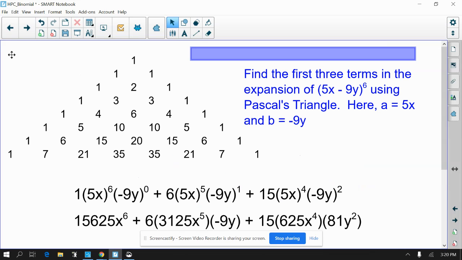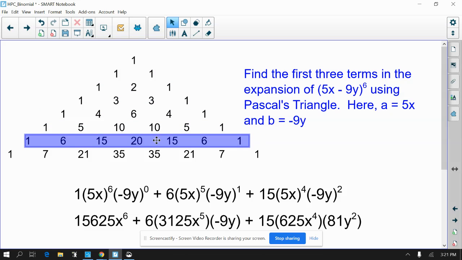Next example. Find the first 3 terms of this expanded out. Now this is being raised to the 6th power. Okay, so which row do I use for my 6th power? It is this one. A little shortcut is the second number tells you your exponent. So I'm raising it to the 6th, so that's this row. And I got 1, 2, 3, 4, 5, 6, 7 terms.